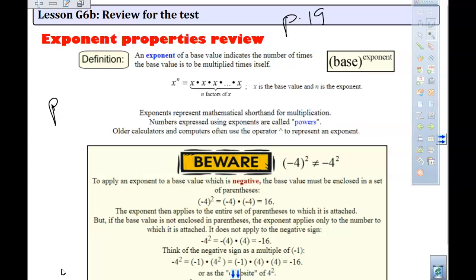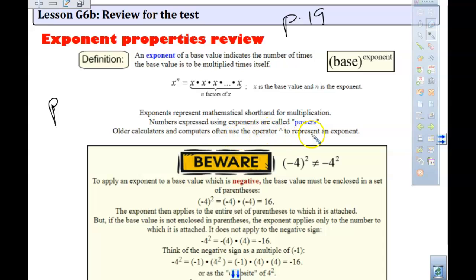First off, that exponent, it's a base with an exponent. And on the test, I will take almost all your answers as a base and an exponent. So if you don't want to use your calculator and tell me 3 to the 2nd equals 9, I will probably take that, although many of them you can simplify. So x to the n power is just telling us that I have n factors of x. It says exponents represent mathematical shortcuts for multiplication. Numbers expressed using exponents are called powers. Again, I will take answers as powers on the test.